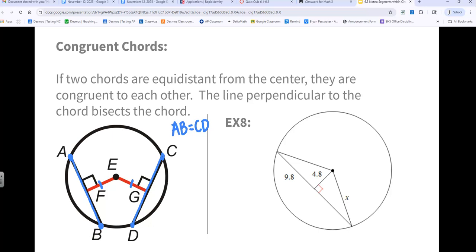Also, the distance from the center to the chord is always going to be perpendicular, and if this little red line right here is perpendicular, it is going to cut the chord into two equal pieces. They're going to bisect the chord. So that would mean this piece right here is going to equal this piece right here. And this piece right here would equal this piece right here.